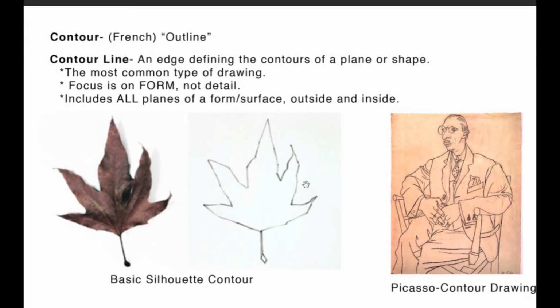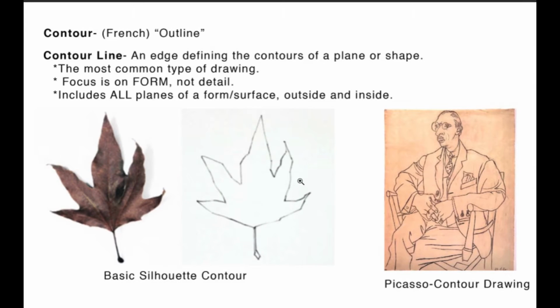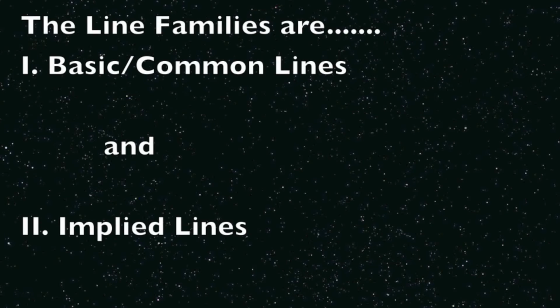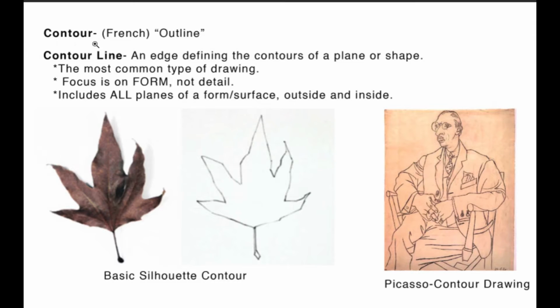There are many types of lines. There are two major families of lines. The first type of line is called a contour line. Contour is French for outline. The most basic type of contour line would be a silhouette contour, where let's say you've got this leaf and you draw the outside of it, similar to that tree that you saw me draw earlier.